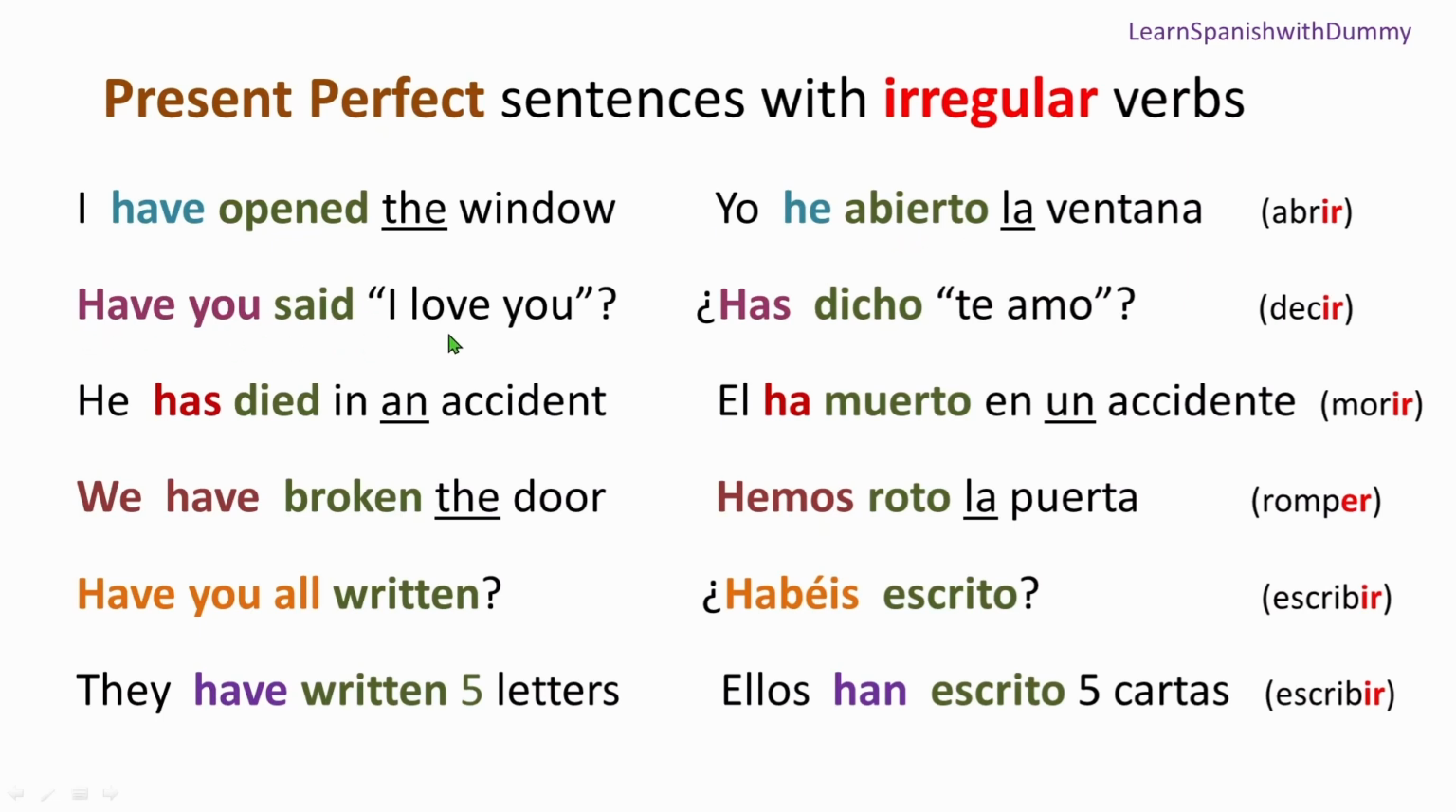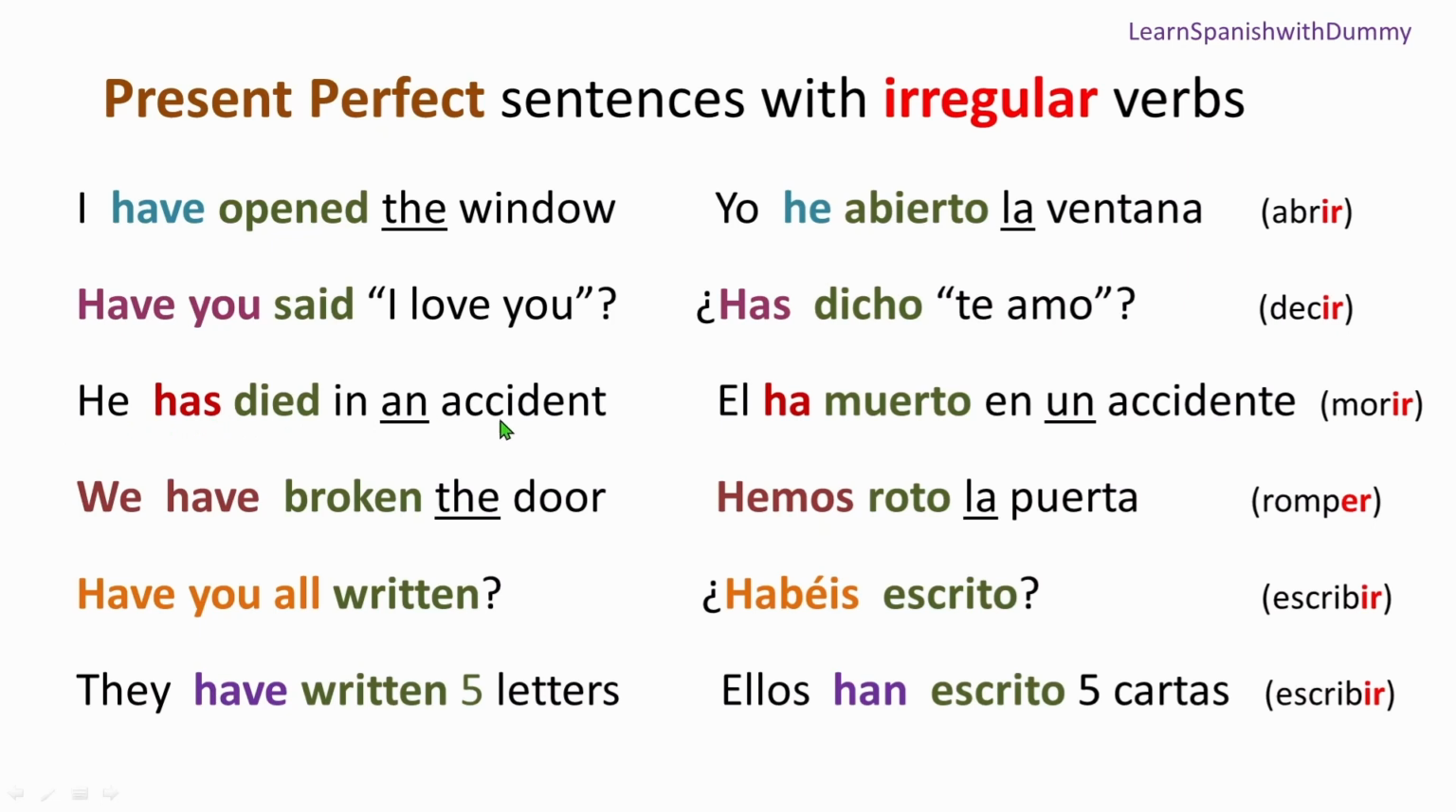Have you said I love you? Now it's like, ¿has dicho te amo? Dicho is said. Has is have you. Now, where did dicho come from? From decir. Decir means to say, right? So the past participle is dicho, which means said.